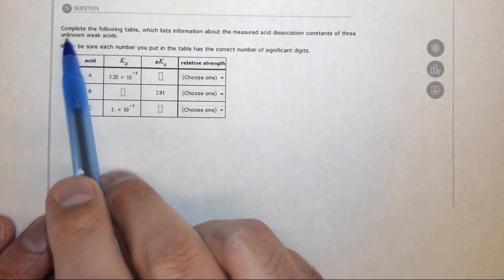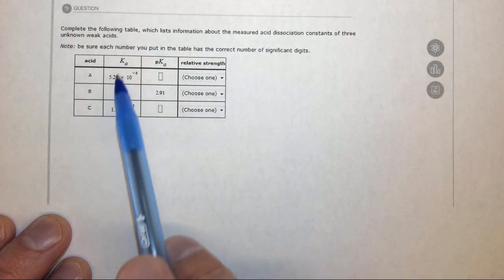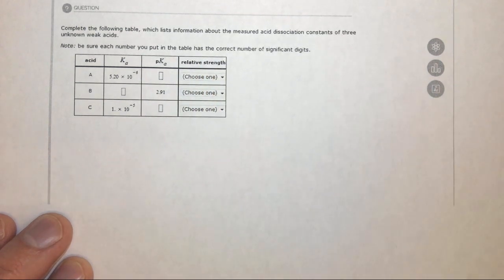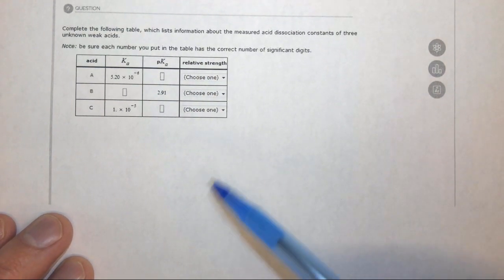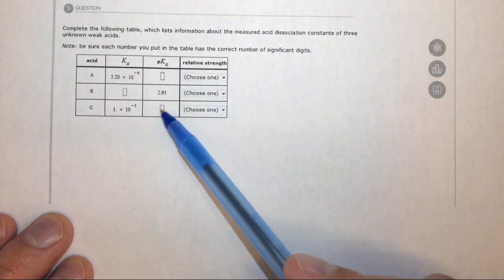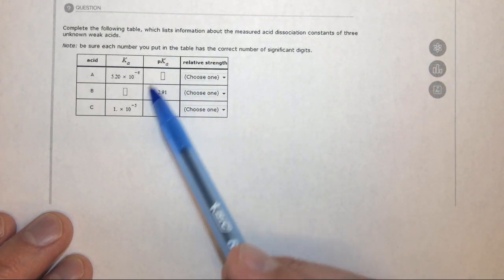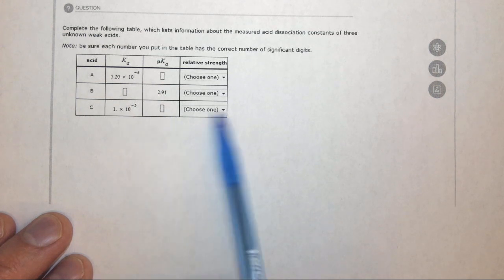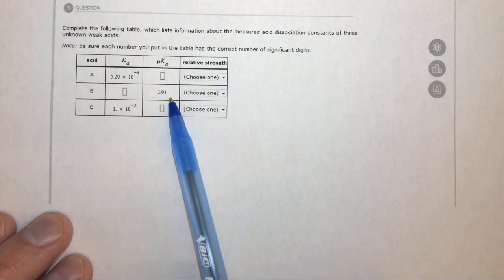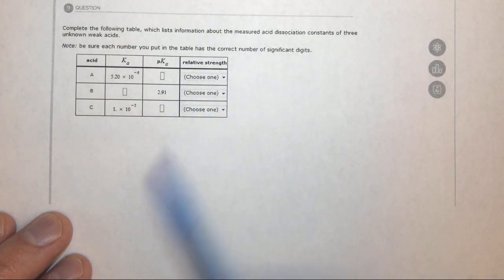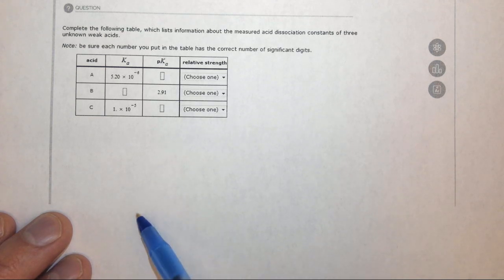In this question, we're asked to complete the following table, which gives us Kas, pKas, and then asks us for the relative strength. So it's probably easier to find these all as pKas and then determine the relative strength. pKas tend to be easier to look at than Kas, and basically the one with the smallest pKa is the strongest acid, the one with the largest pKa is the weakest acid.